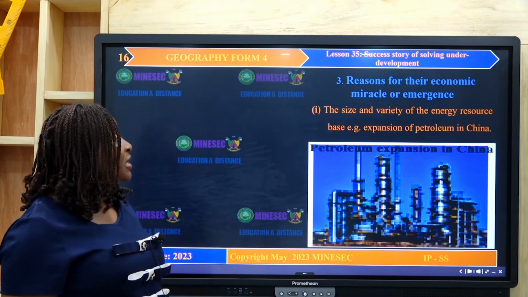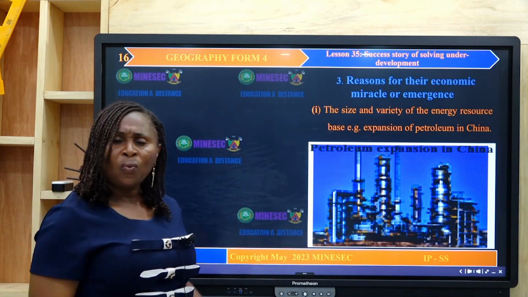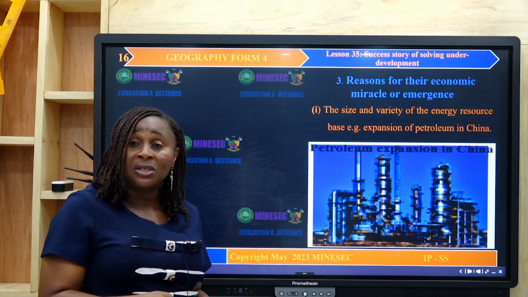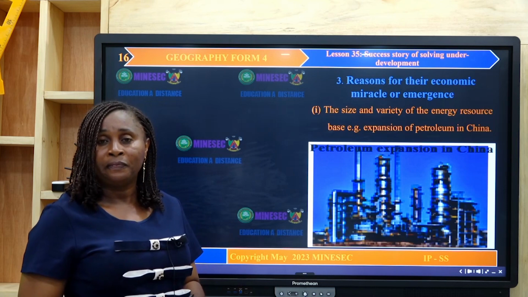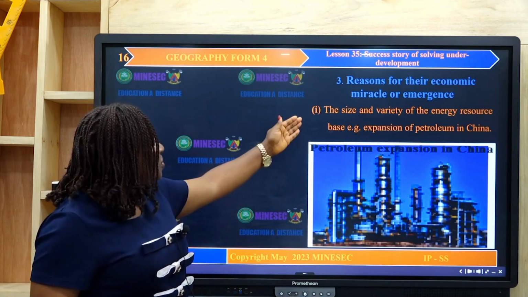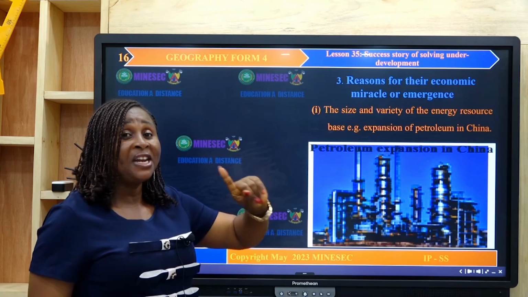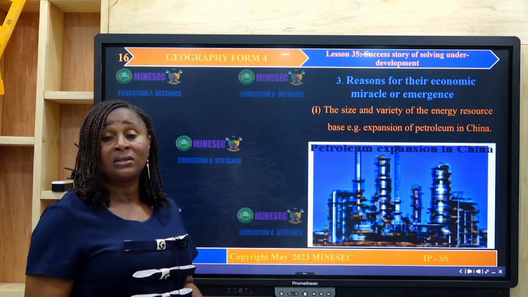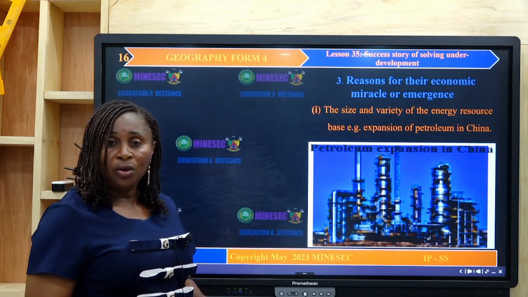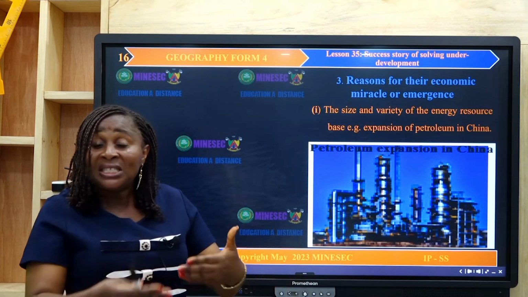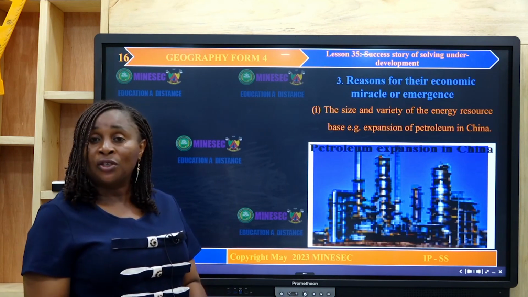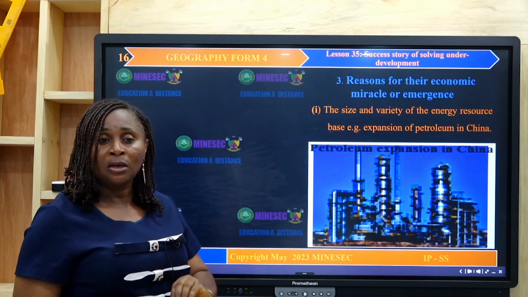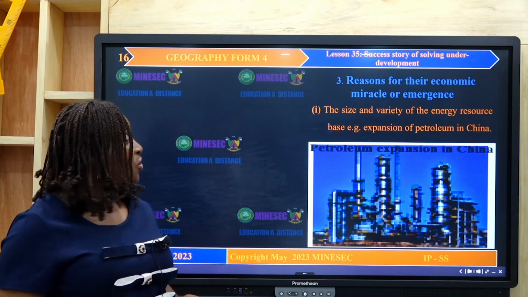Reasons for their rapid economic growth. Why have they grown so rapidly? Can some developing countries copy them? The first reason is the size and the variety of their energy source. It means they have a variety of energy sources that they are using. You know, without energy, machines cannot be turned in factories. So they have exploited their energy sources to the fullest to improve on their manufacturing sector.